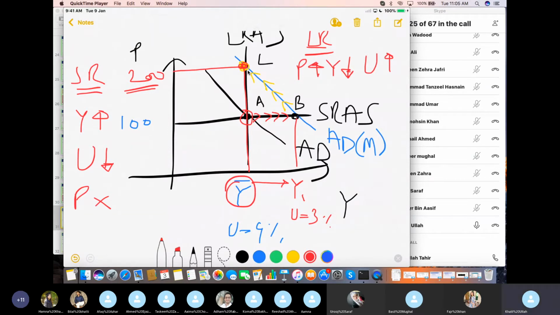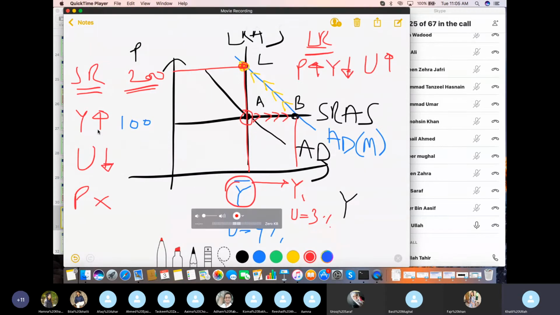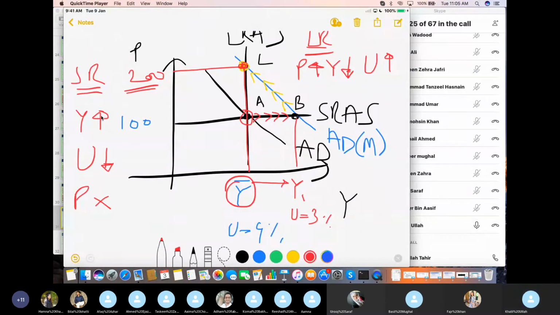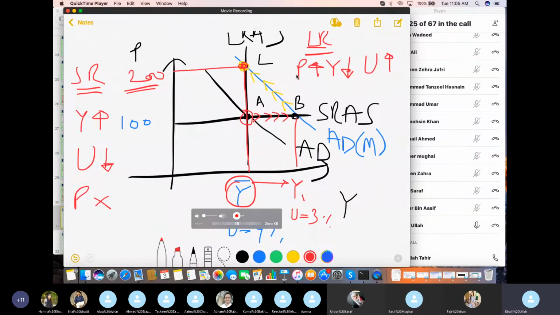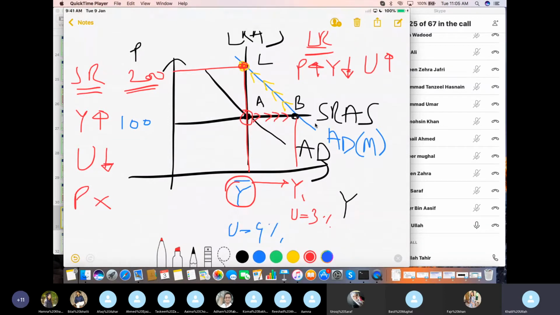Right? So a positive demand shock in the short run causes GDP to increase, causes unemployment to decrease, and there is no change on price levels. However, in the long run, what happens is that this shock is no more there. When it's not there, prices start to increase, GDP falls back to its original level over here at Y bar, and unemployment is back at its natural rate.